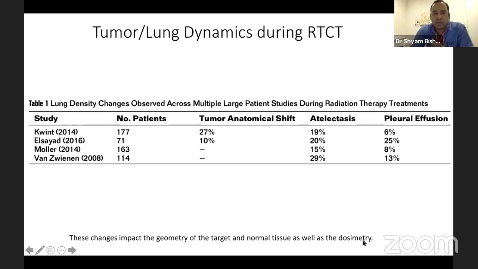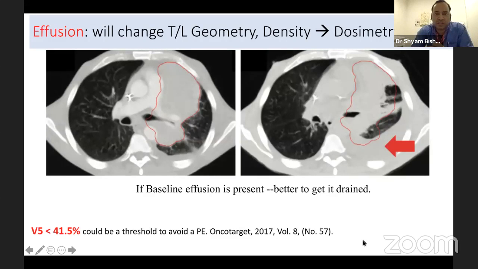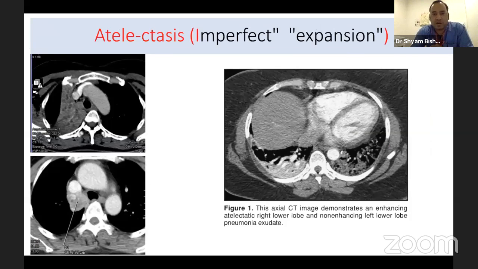The tumor and lung dynamics during the chemoradiation are mainly the tumor anatomical shift or regression, atelectasis, and pleural effusion. Let's talk about each one by one. Effusion will change the tumor and lung dosimetry because of the addition of the effusion. So if a baseline effusion is present, it is better to get rid of it. And B5 less than 41% has been recommended as a threshold to decrease the effusion.